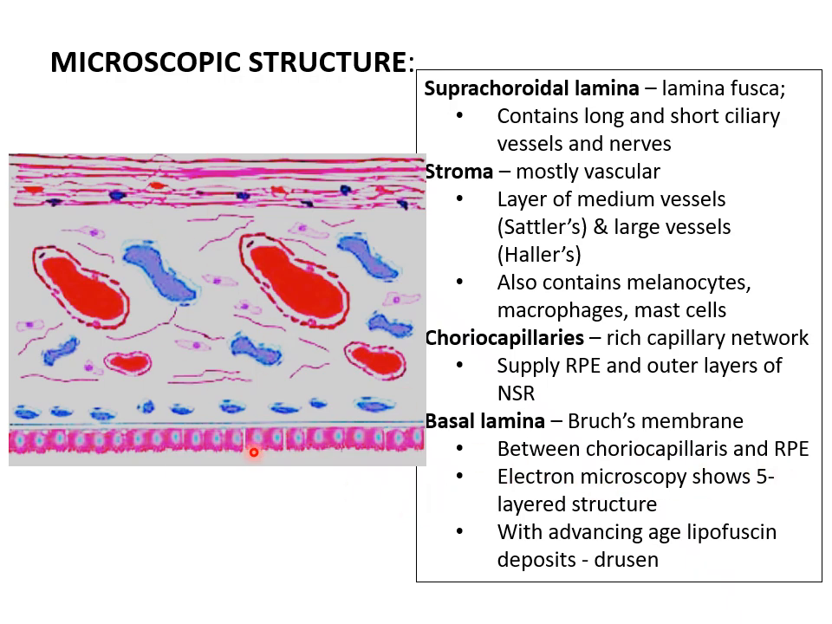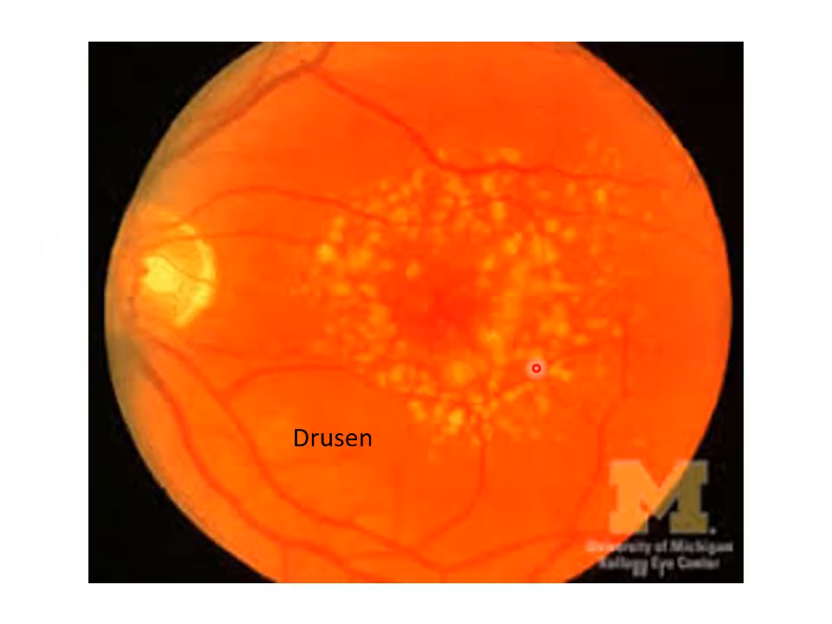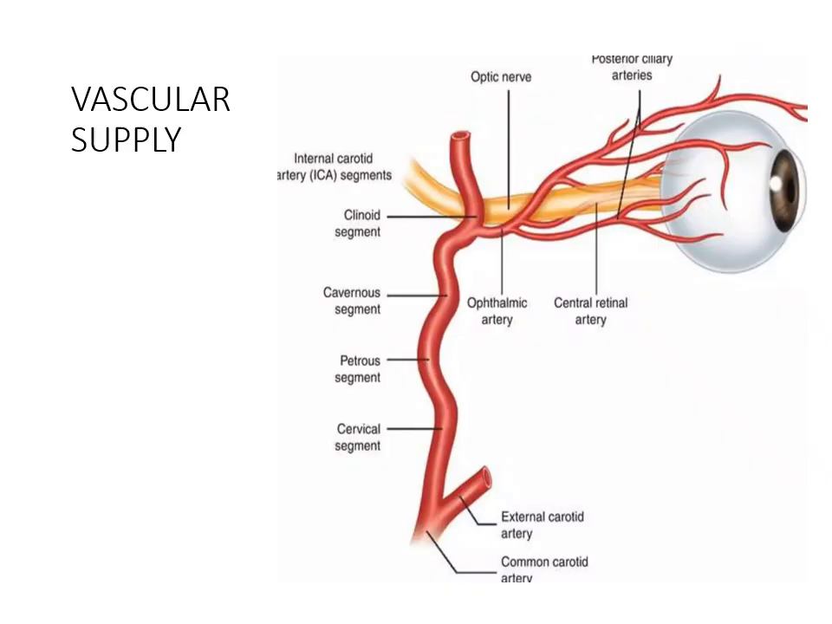So electron microscopy shows that the Bruch's membrane, this blue line that you see over here, is actually a 5-layered structure. Let's not go into details of that. Remember, with advancing age, lipofuscin deposits appear between this Bruch's membrane and the RPE, and these deposits are known as drusen. So these are drusen. These deposits are located between the Bruch's membrane of the choroid, that is the outermost layer of the choroid, and the RPE of the retina. So that's drusen, seen in dry age-related macular degeneration.